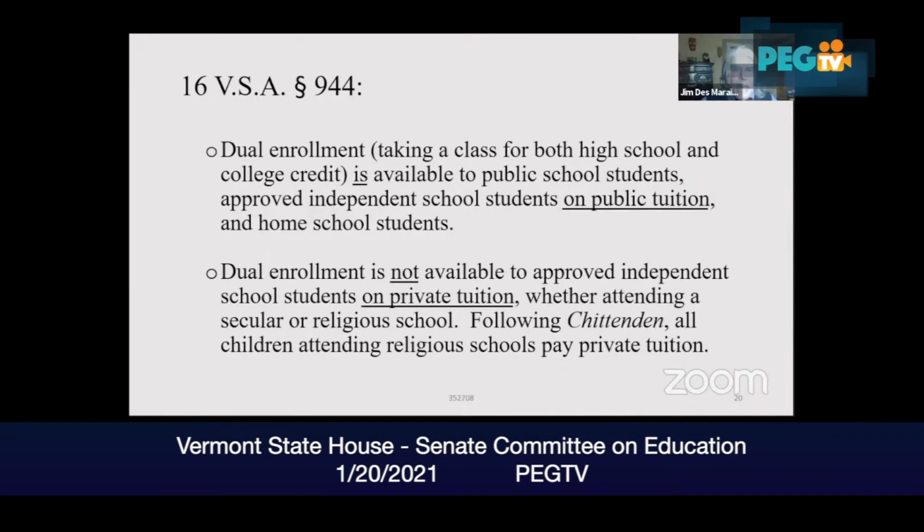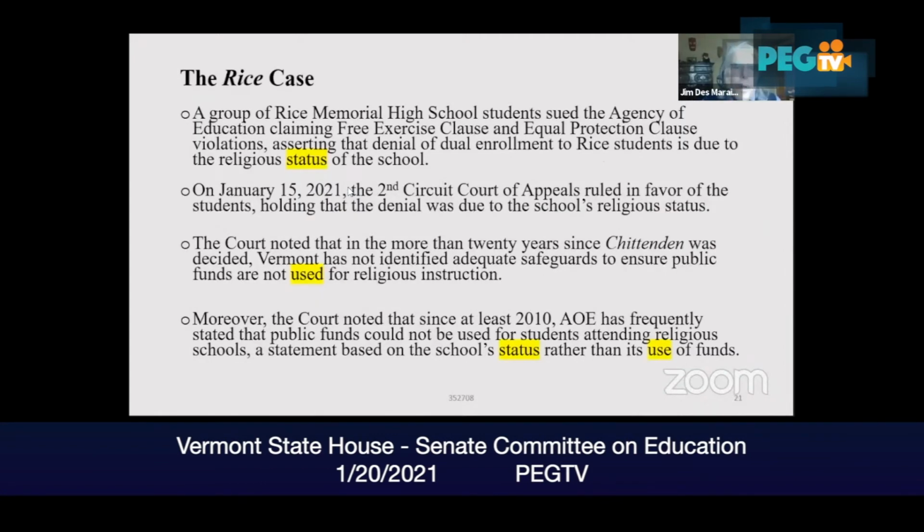But under Chittenden, it doesn't have to be a fact. If there was a system whereby the schools could ensure that funds weren't being used for religious worship, then under Chittenden, they could use public tuition. So the Rice case: a group of Rice Memorial High School students sued the Agency of Education, claiming free exercise clause and equal protection clause violations, asserting that denial of dual enrollment to Rice students is due to the religious status of the school.